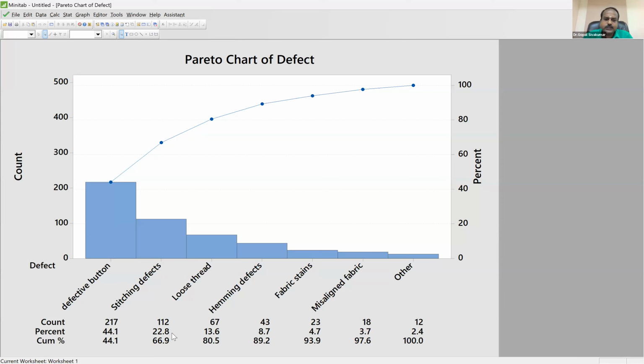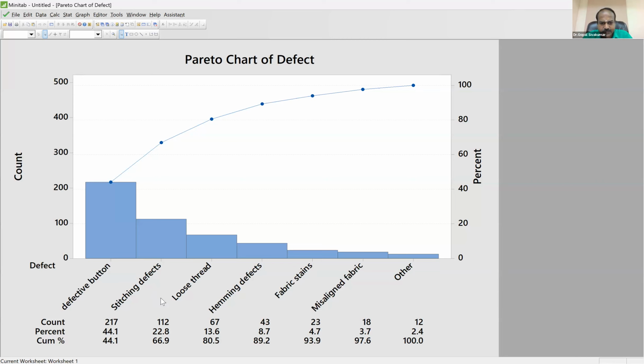How do I calculate this 22.8? Total number of defects is 492. Stitching defect alone is 112. 112 against 492 is 22.8. Defects 1 and 2 together is 66.9.